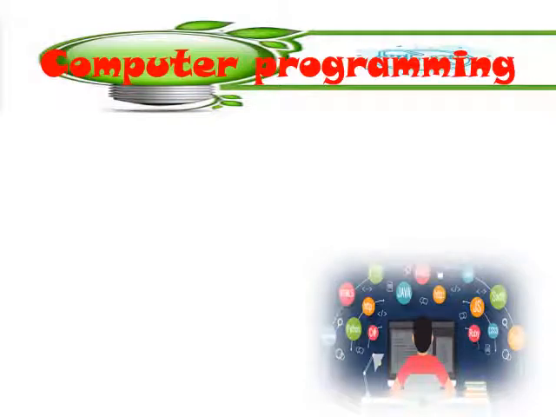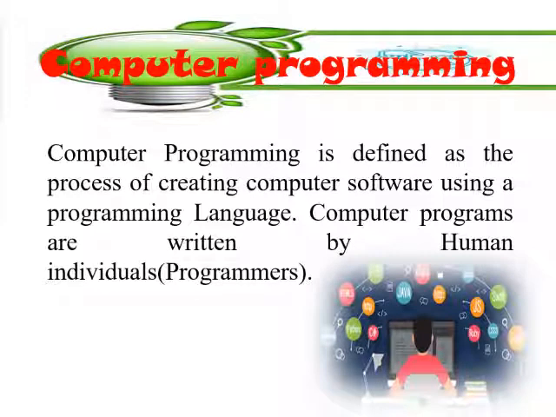So the first topic is about computer programming. What is computer programming? Basically, it is a process of writing a computer program in computer language to solve a particular problem. The computer programs are written by human individuals and those humans are known as programmers.